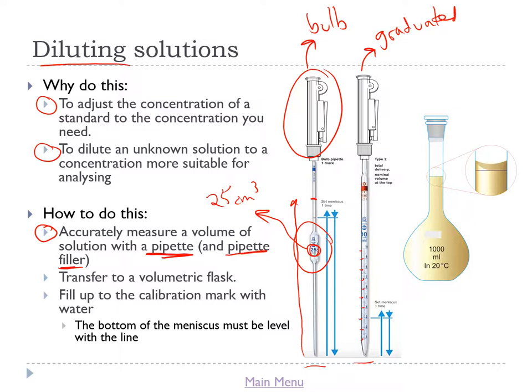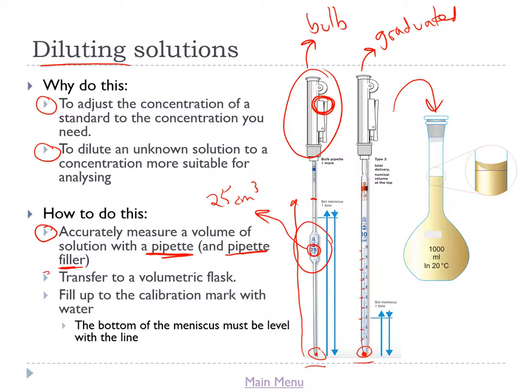Once you've done that, you will transfer the contents of your pipette into a volumetric flask, and you'll do that by pressing this little button on the side here. When you do that, you'll find that as all the liquid runs out, it just leaves a few little droplets in the bottom, like that. Do not worry about these droplets that get left behind. The pipette is calibrated to take account of those, so there's no point trying to get them out, and if you do, your results will actually be less accurate.